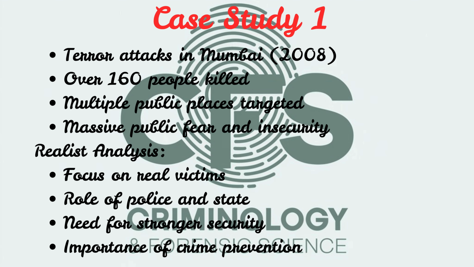Now, from a realist criminology perspective, this case highlights the importance of focusing on real victims and real consequences. Innocent civilians, hotel staff, and security personnel were directly affected, showing how crime, or in this case terrorism, causes immense human suffering. Looking at the square of crime, we can identify all four elements clearly. The offenders were the terrorists, the victims were ordinary citizens and workers, the state included the police, intelligence agencies, and security forces, and the public played a role through their reactions, fear, and demand for stronger security.